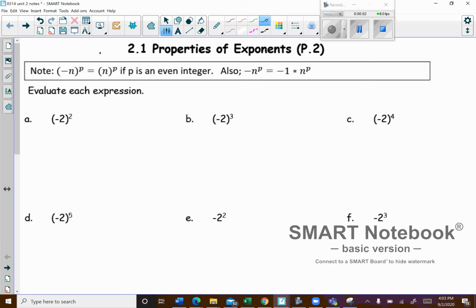Okay, we're on to Unit 2, and we're going to start with properties of exponents. Okay, these are really important. These will show up a lot throughout the semester. So, once again, we kind of want to work on that foundation.